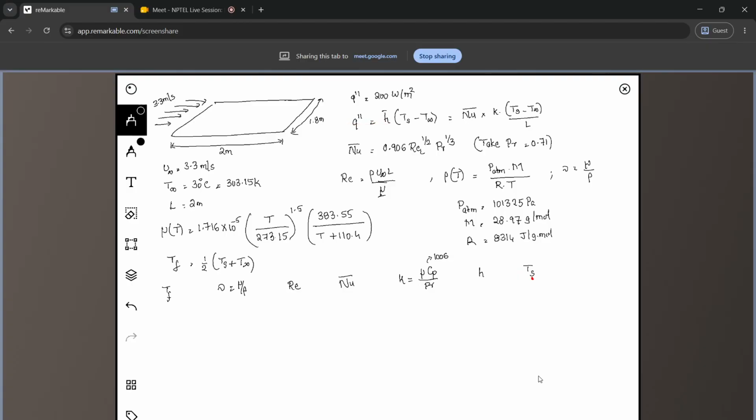Once you calculate Ts, using that Ts we can again calculate Tf. It's half into Ts plus T infinity. Maybe I'll write the equation for Ts also. Ts is basically T infinity plus Q double prime by h, and h you can get from this equation.